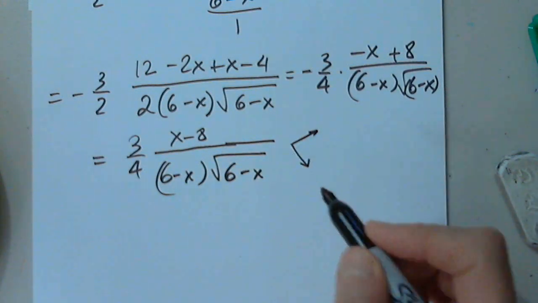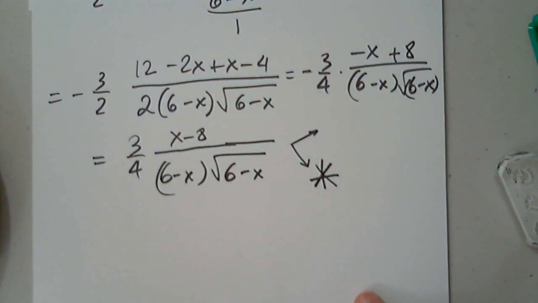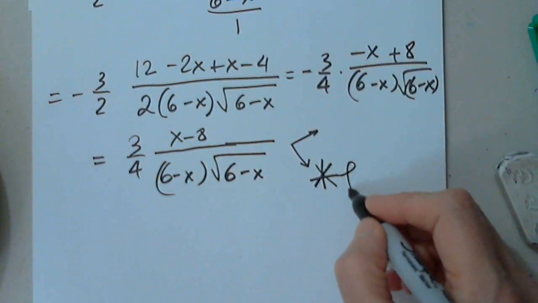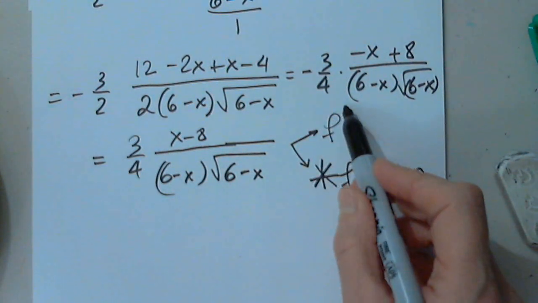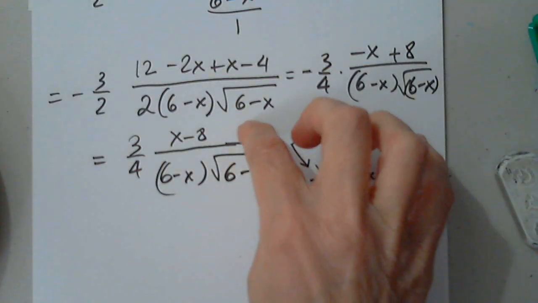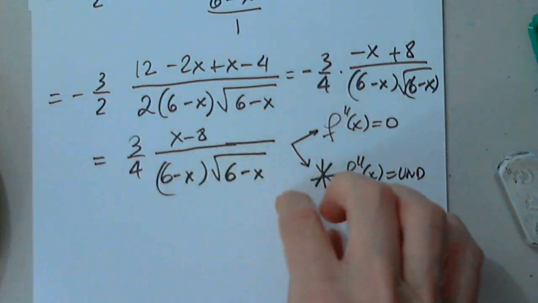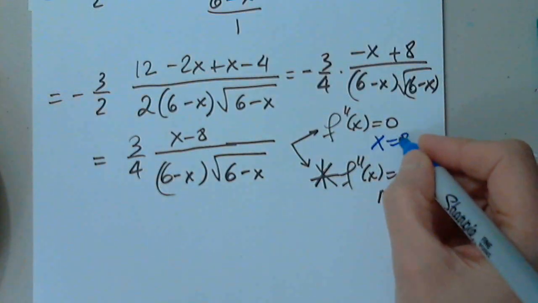So two options. Well, this is undefined where the function is undefined, so nothing from the second derivative being undefined, nothing. But when is this 0? Can anyone tell us when the second derivative is 0? Is it when x equals 8? Yes, indeed. X equals 8.